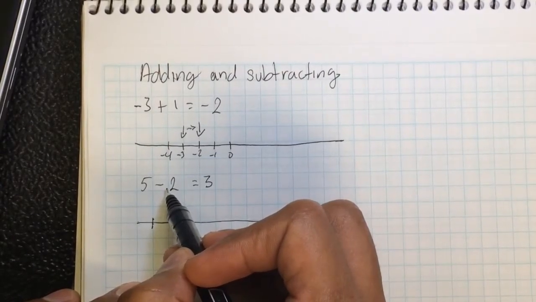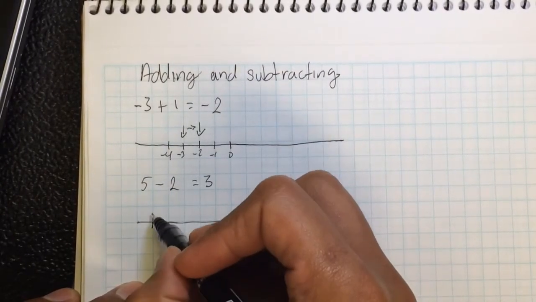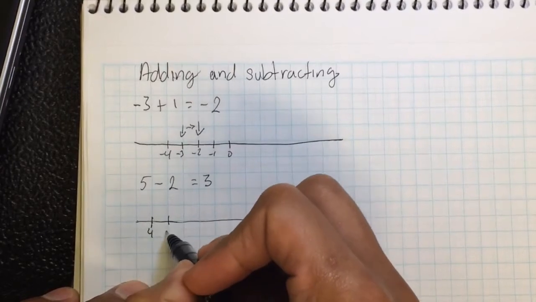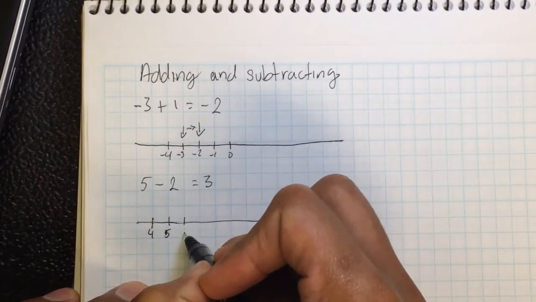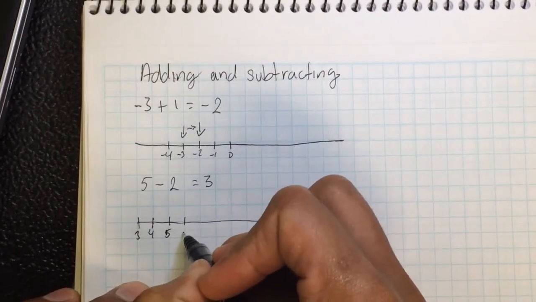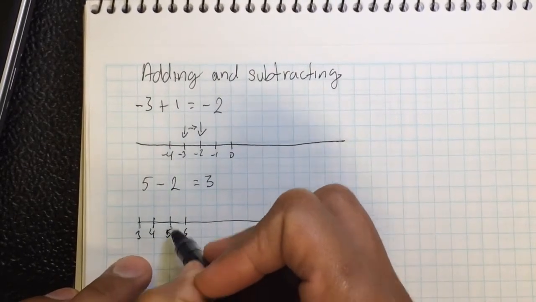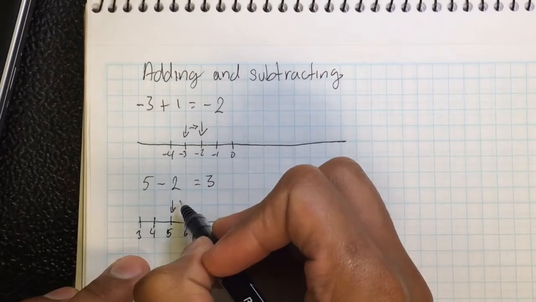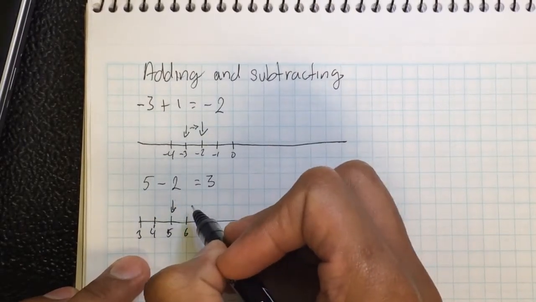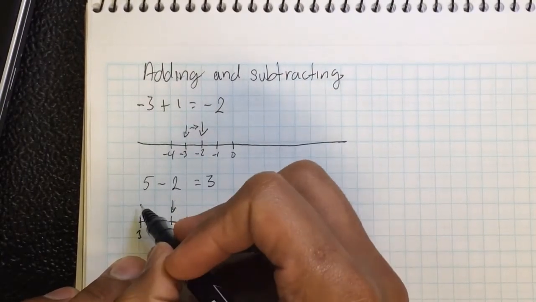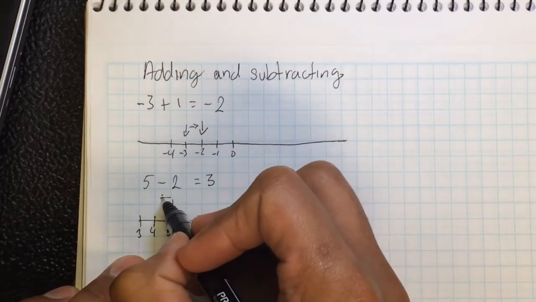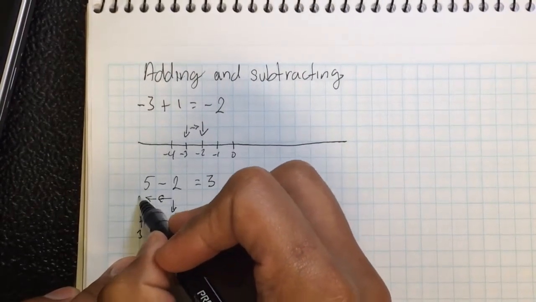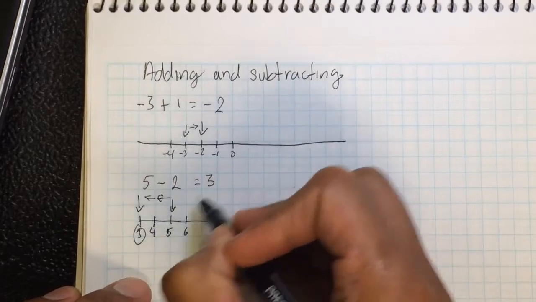5 minus 2. Let's say right here, this is 5. -2 means we're subtracting or adding? Subtracting. Which way are we going? To the left. We're going this way. How many times? 2. Where do we end up? 3. Is that the same answer? Yes.